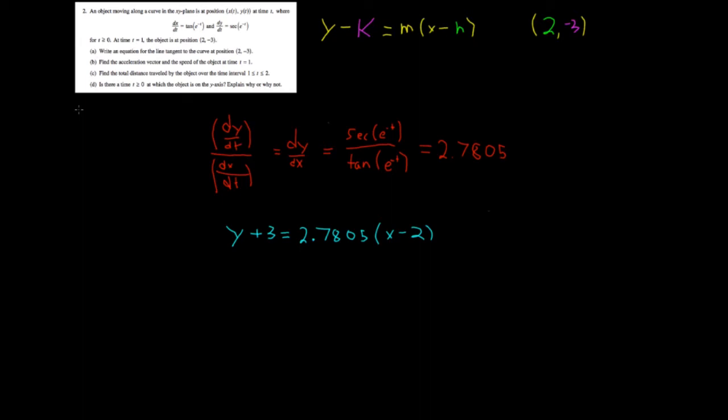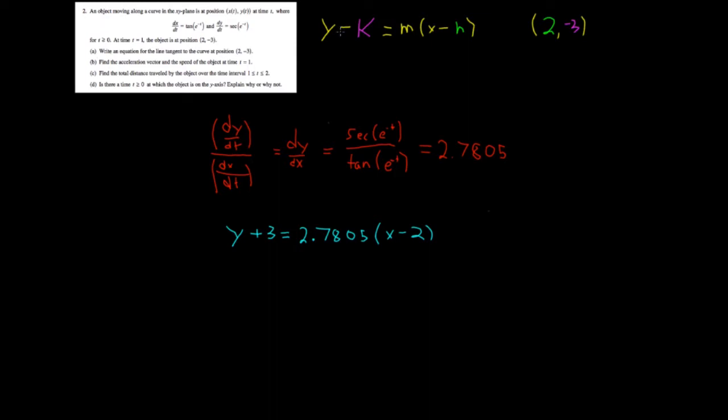This is the 2006 Calculus BC free response questions for the best table group in the class. Question number 2. An object moving along a curve in the xy plane is at position x of t, y of t, so it's a position vector at time t, where dx/dt equals the tangent of e to the negative t and dy/dt equals secant of e to the negative t for time t greater than or equal to 0.